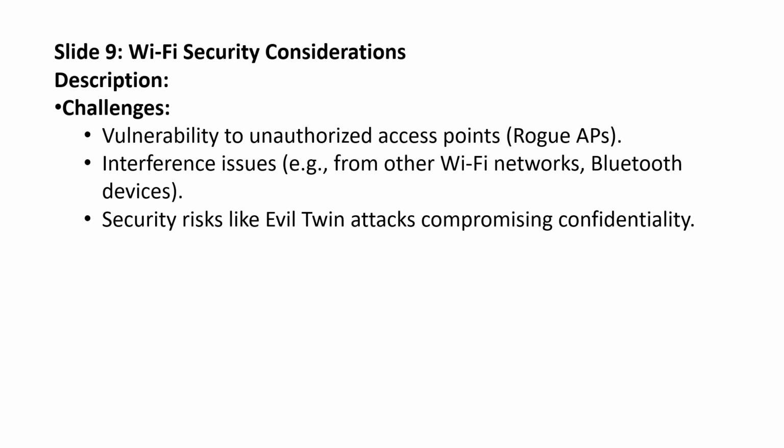Wi-Fi security considerations. There are some challenges to Wi-Fi security. Vulnerability to unauthorized access points, that is, rogue APs. Interference issues, for example, from other Wi-Fi networks and Bluetooth devices. Security risks like evil twin attacks, compromising confidentiality.